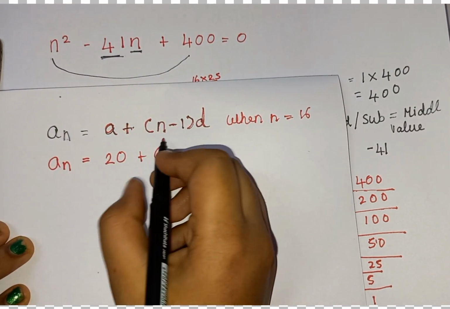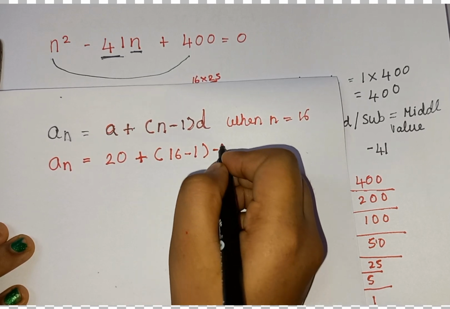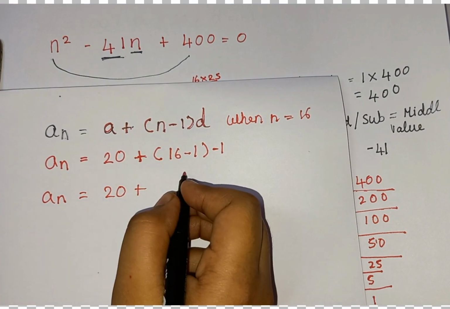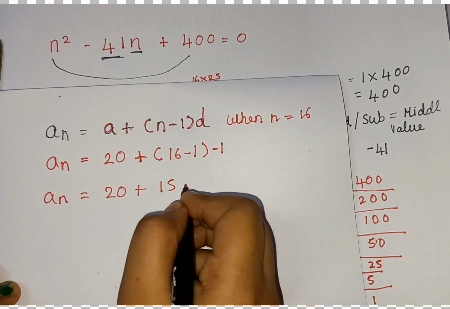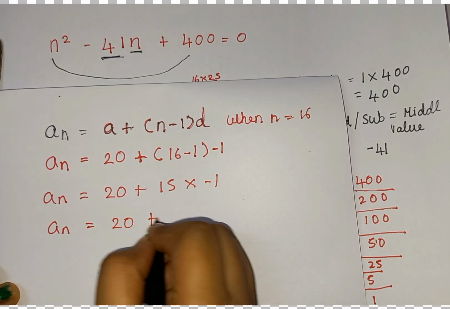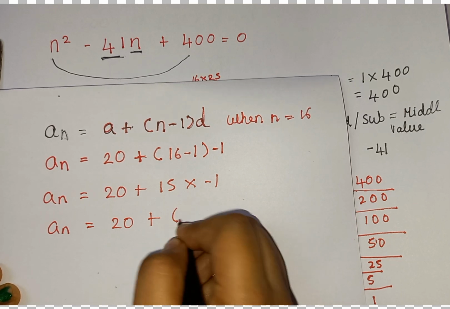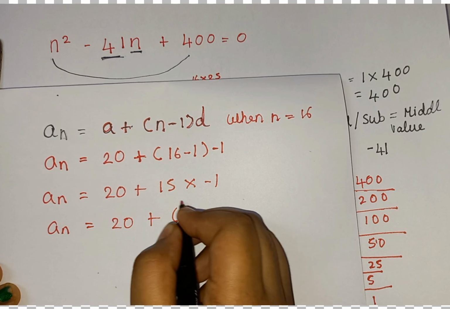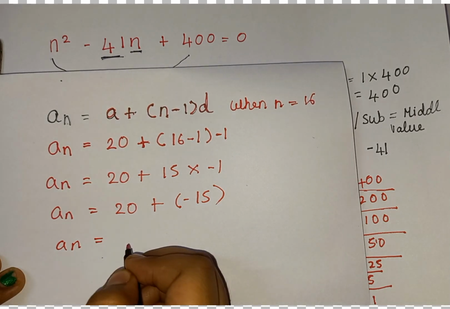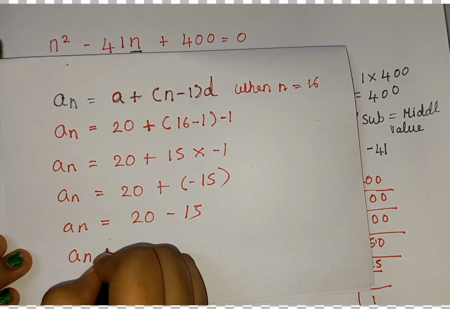Okay, alright. So here the n value I am going to put as 16 minus 1 as it is. D value is minus 1. So a_n is equal to 20 as it is plus, 16 minus 1 is 15, and then into minus 1. a_n is equal to 20 plus 15 into minus 1. So plus into minus is minus, and then 1 into 15 is 15. So a_n is equal to 20 plus into minus is minus 15. Okay, so a_n is equal to 5.